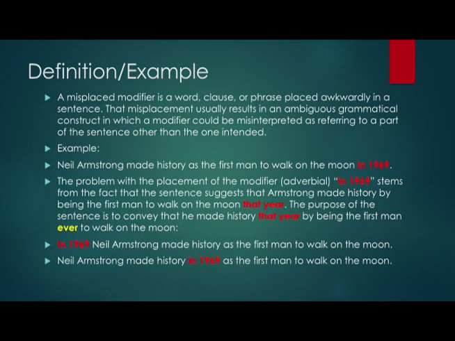The purpose of the sentence is to convey that he made history that year by being the first man ever to walk on the moon. So there are two ways of fixing it. We can either begin with the modifier. So, in 1969, Neil Armstrong made history as the first man to walk on the moon, or Neil Armstrong made history in 1969 as the first man to walk on the moon.